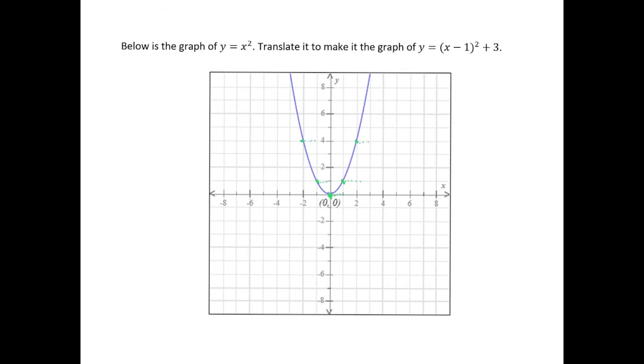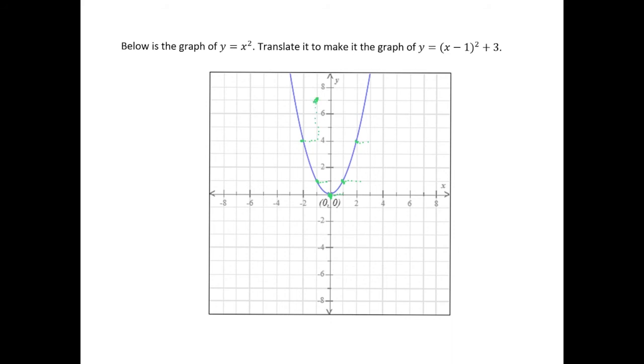And because I'm adding 3 on the outside of the squared part, that's going to be changing the y values. So it's going to shift everything 3 units up. So I'm going to take all those points that I moved to the right, and I'm going to move them 3 units up. 1, 2, 3.